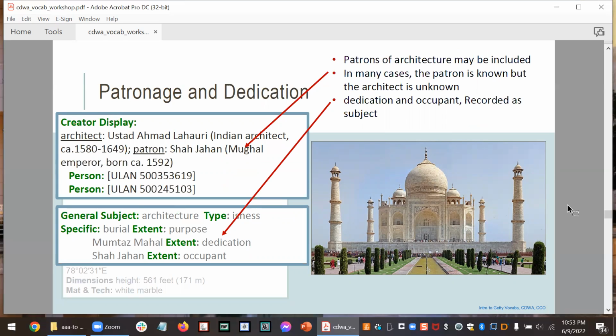And it can become a little bit more complex here for the Taj Mahal. We know the architect, which often you don't know. For architecture, you might only know the patron. And here we know Shah Jahan as the patron. But what about the dedication and the occupants of this funerary structure? Those would be better recorded in the subject area if you can, because they don't really have to do with the creation of the work.